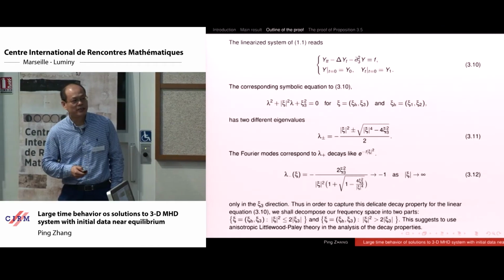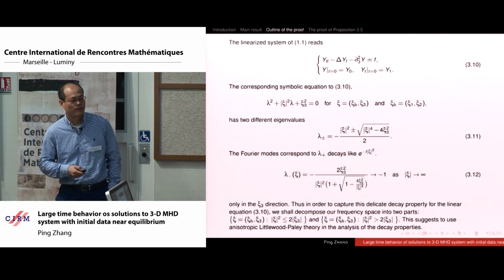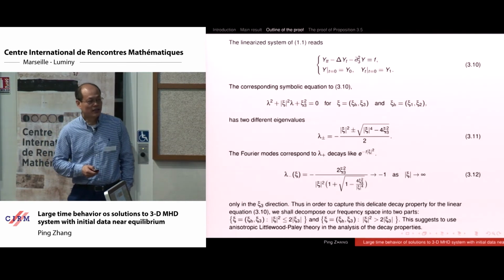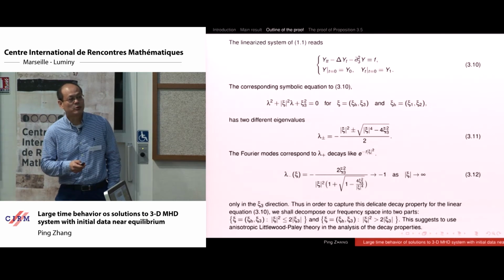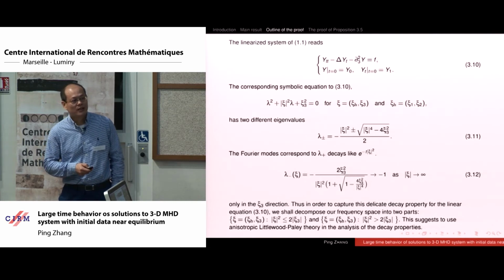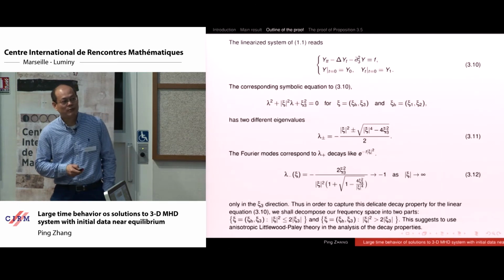So that's why it's reasonable to decompose the frequency space into two parts. One part is xi squared less than or equal to 2 modulus xi_3, and the other part is xi squared greater than 2 xi_3 squared. In this case, because this power is less than minus 4 xi_3 squared, this part should be imaginary, so for this part the Fourier analysis should be simpler. But for the remaining part, because of these decaying properties as xi goes to infinity only in the xi_3 direction, we have to use detailed anisotropic Littlewood-Paley analysis.